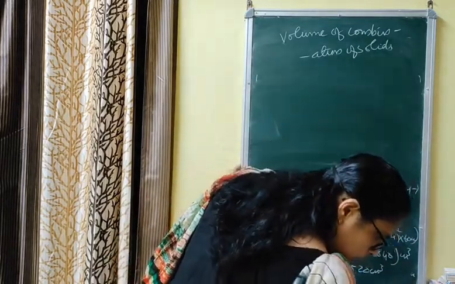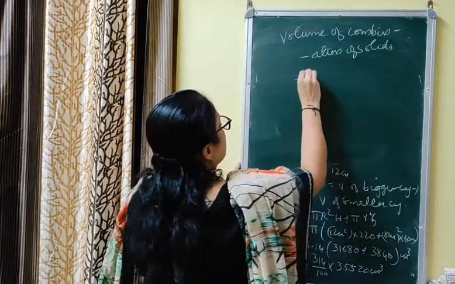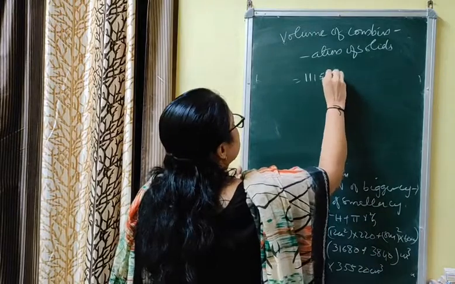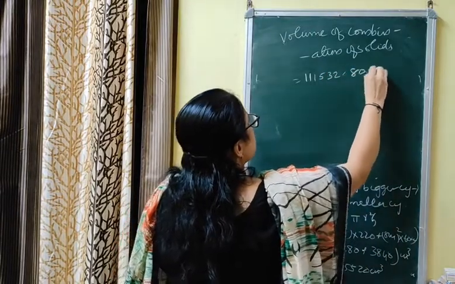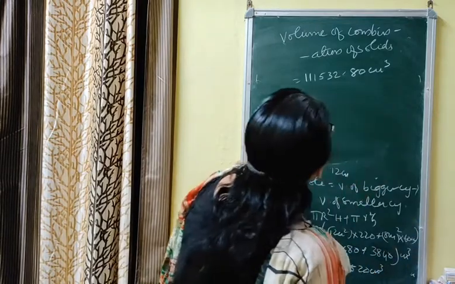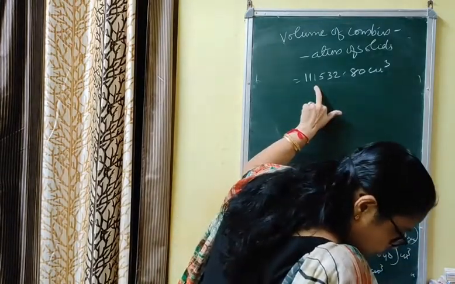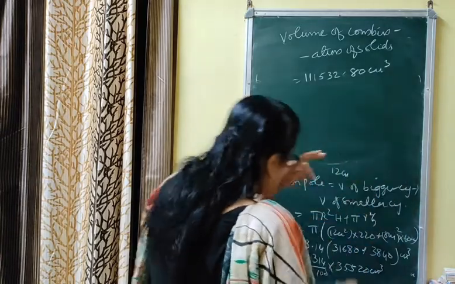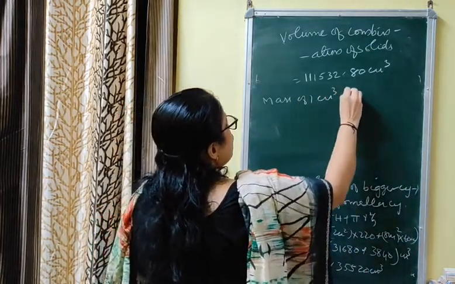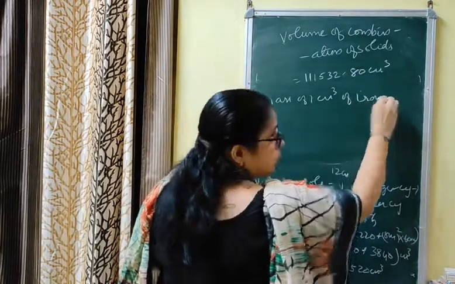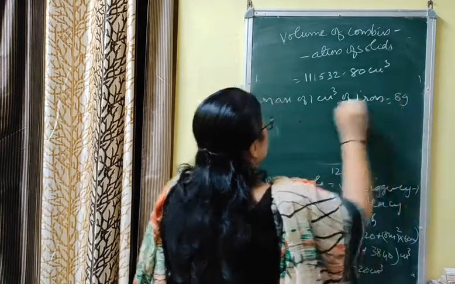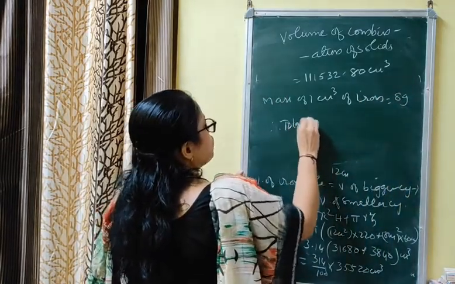If you change it in decimal form, multiplying by 3.14, you get 111532.8 cm cube. Now, given that the mass of 1 cm cube of iron is 8 gram.